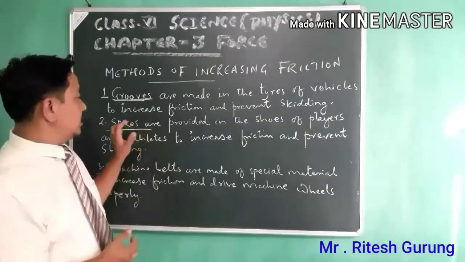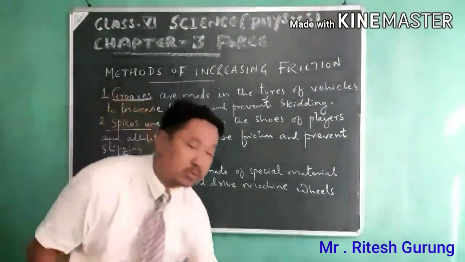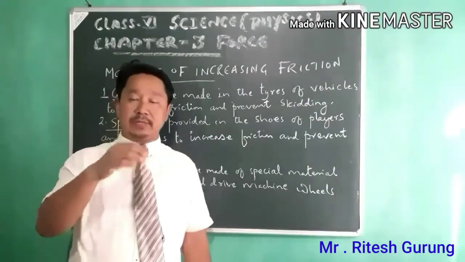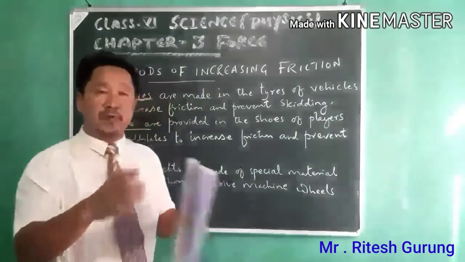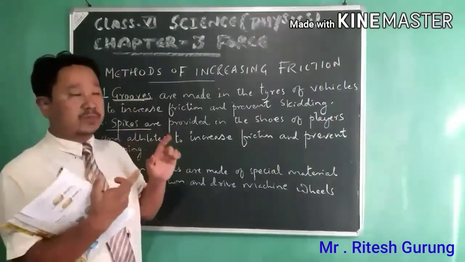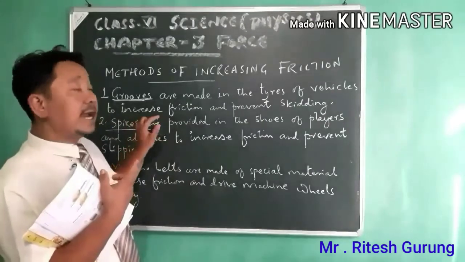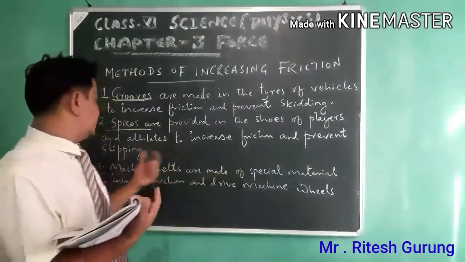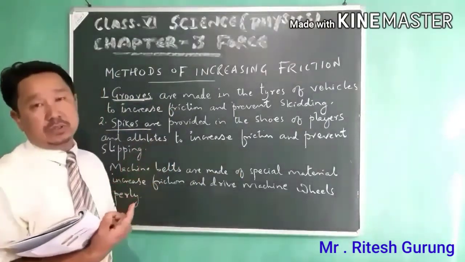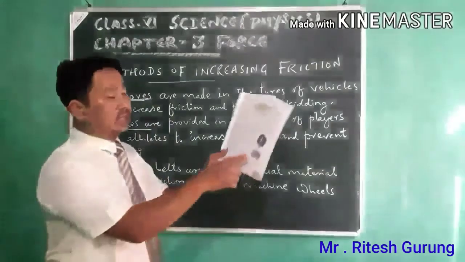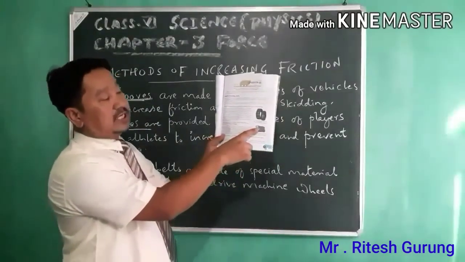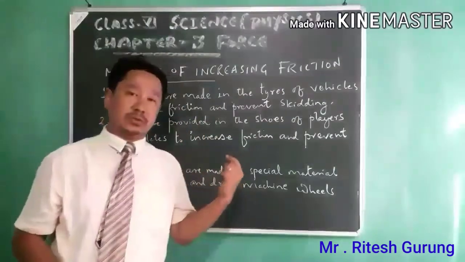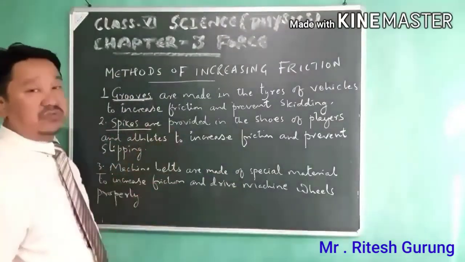So in this case the spikes play a very important role to increase the friction on the ground in the game they play. You find increased friction being formed between the shoes they wear and the ground, so that they can perform very well, which in fact prevents slipping on the ground. You can see the shoes they wear are all provided with spikes. That way they can increase the friction so that we do not fall off on the ground.